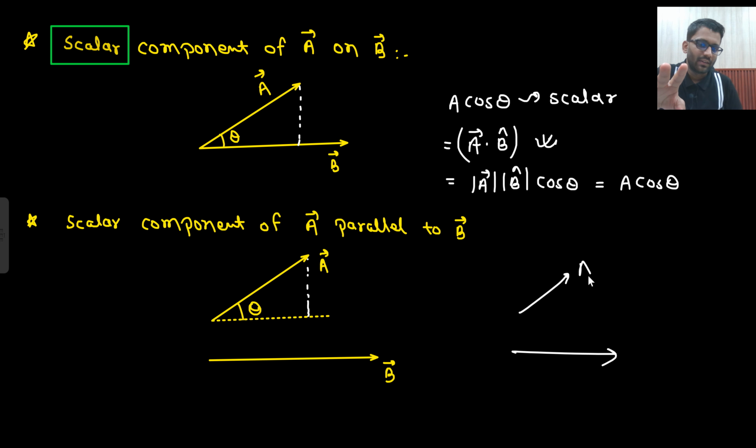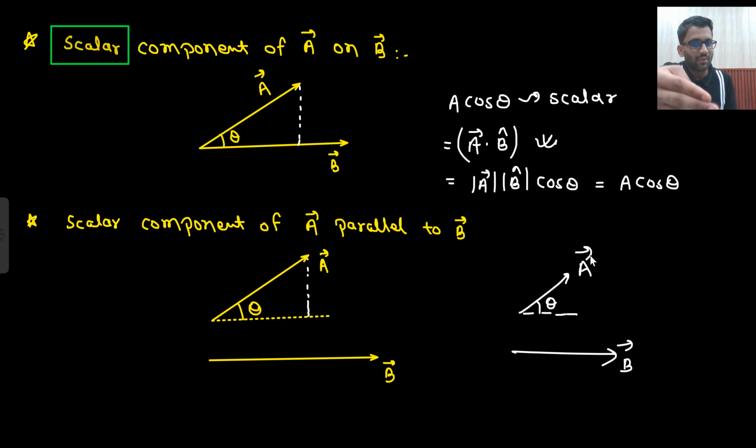This is your vector A, and I am saying this angle is theta. Then what would be the angle between vector A and vector B? What you can do is take this vector B simply upward. If I take this vector B upward, the angle between vector A and vector B will be theta only. Are you getting this point? Angle between vector A and the parallel line to vector B is theta.